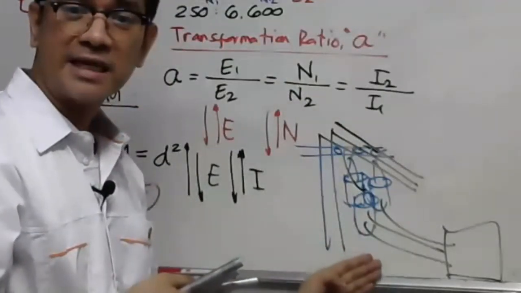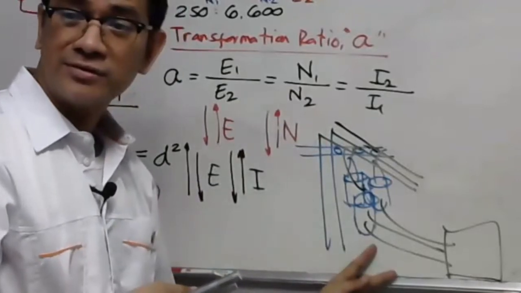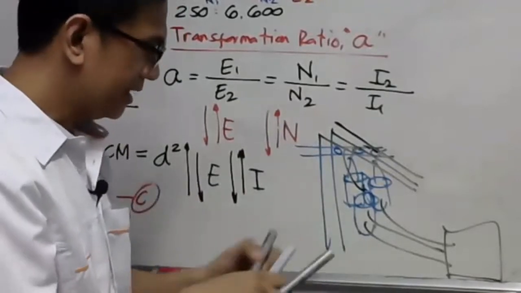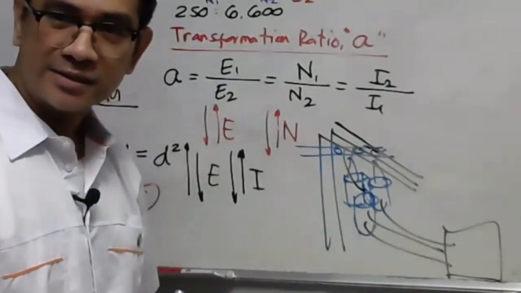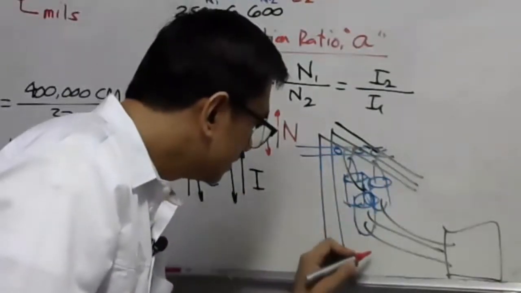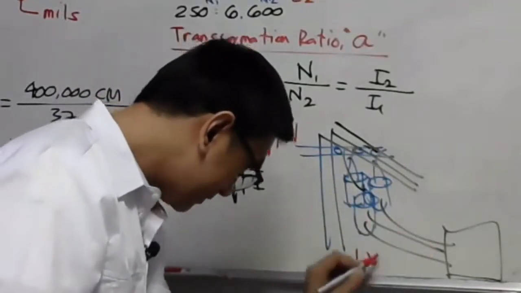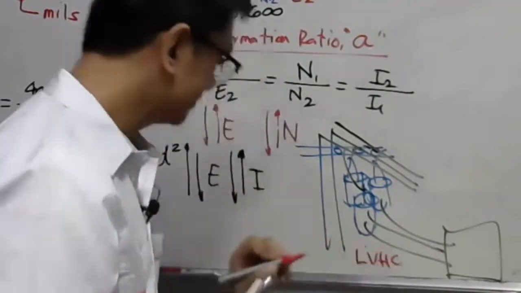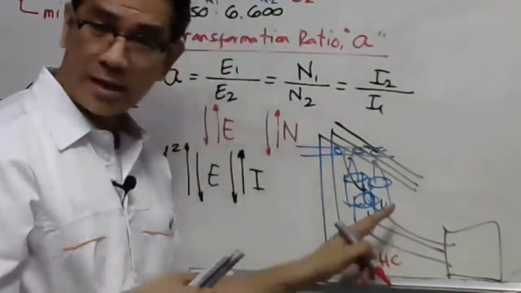Saan mas malaking size ng wire? Primaryo, sekundaryo? Saan mas malaki? Mas malaki sa secondary side. Tama. Now, this secondary side is actually low voltage side, but it is high current. Why? Because this has a bigger size of wire.